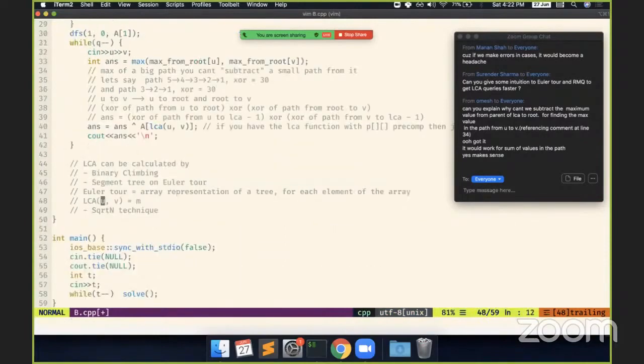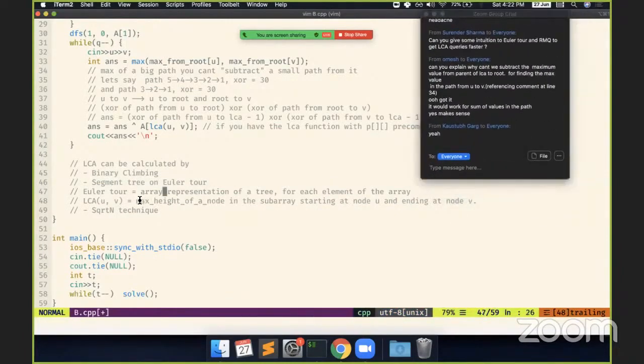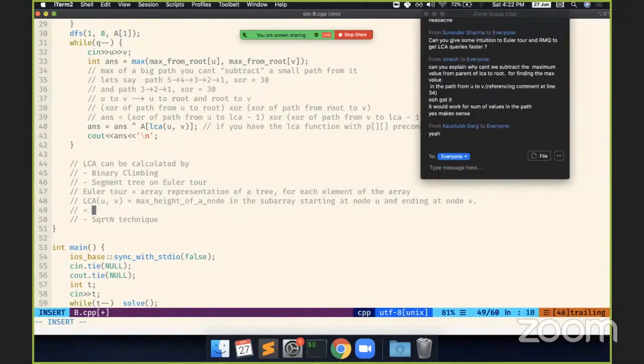So, yeah, in the LCA, u, v basically becomes the max height of a node in the subarray from u to v. By subarray from u to v, I mean the subarray starting at node u and ending at node v. Yeah, that's what the LCA becomes. So because it's max height in a subarray, this becomes a range min query on a subarray in a segment tree, right? I can't explain Euler tour itself, but the subarray thing basically comes from the Euler tour. That's why you use segment tree on Euler tour.